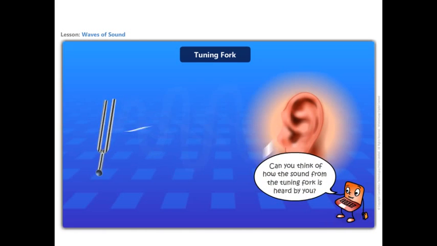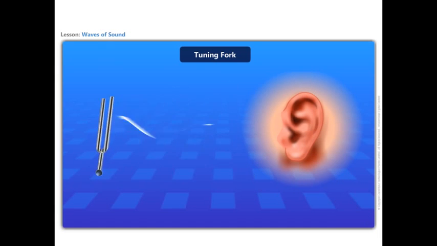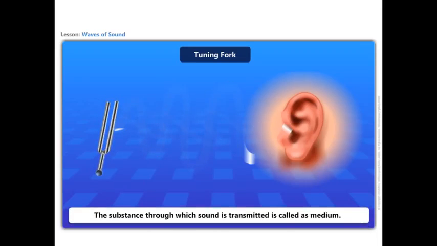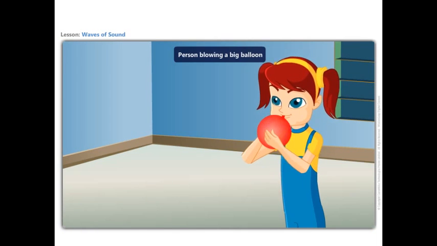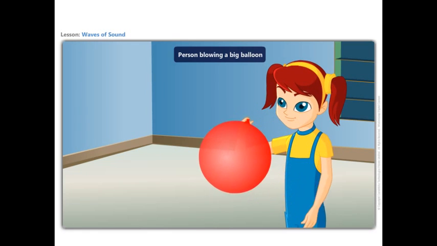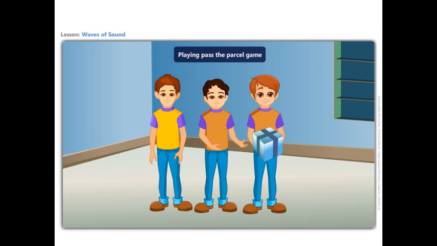Can you think of how the sound from the tuning fork is heard by you? Sound from the point of generation has to move to reach the ears of the listener. Sound moves through air. The substance through which sound is transmitted is called a medium. A medium can be solid, liquid, or gas. How does sound energy travel in a medium? Sound is propagated in air, much like blowing up a large balloon which expands equally in all directions. Sound energy travels as vibration.